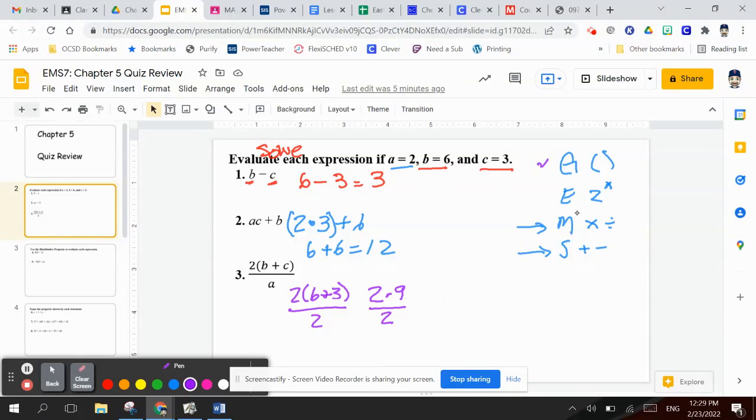So now I have my multiplication and division. So I want to multiply first. So 2 times 9 is 18, and then divided by 2. And 18 divided by 2 is 9.